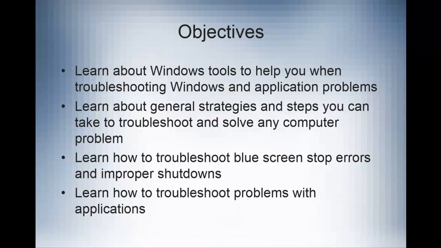So we'll go over some of those, and you'll know that some do change from platform to platform. They may not be there, or even the way you use them may change. Next, we'll learn about general strategies and steps you can take to troubleshoot and solve any type of computer problem roughly. Learn how to troubleshoot blue screen stop errors and improve those system shutdowns. And the end of the chapter will be over how to troubleshoot problems with those applications. So let's go ahead and jump right into the chapter now.